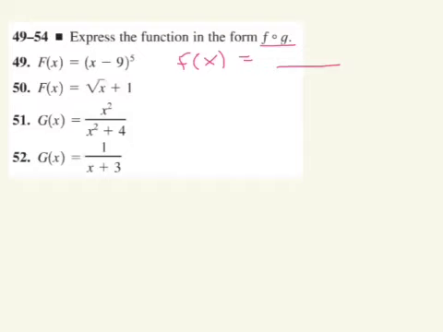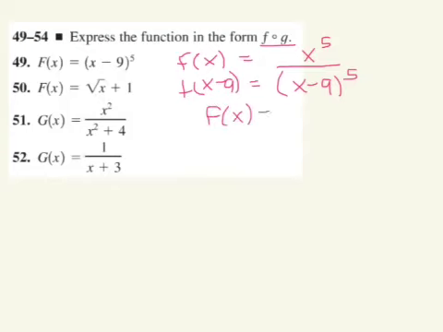And then we're plugging something into that function for x. So if f of x is x to the fifth, we can plug into x to the fifth x minus 9. So our f of x function would be x to the fifth. Our g of x function is what we plug in, x minus 9.